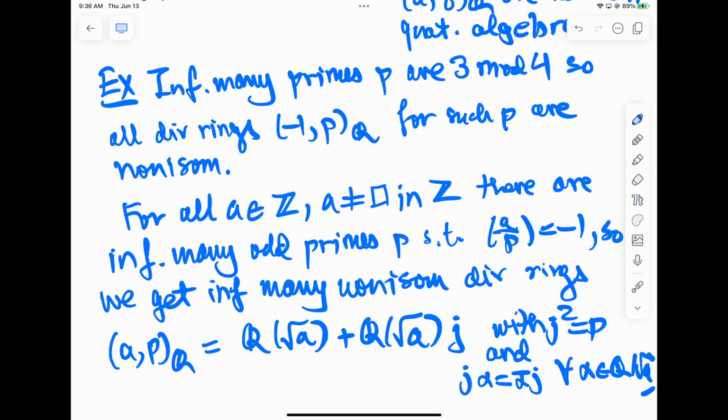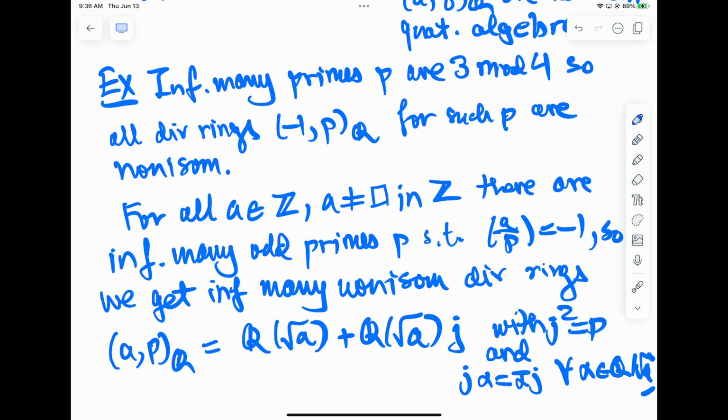So anyway, thanks to knowing that the Legendre symbol is -1 infinitely often, for any one particular A, we get such results. That's kind of neat. Anyway, are there any questions?